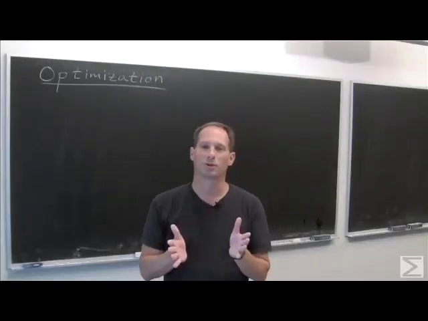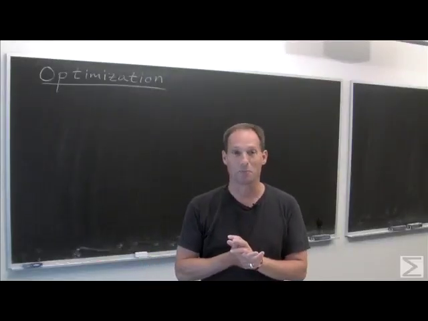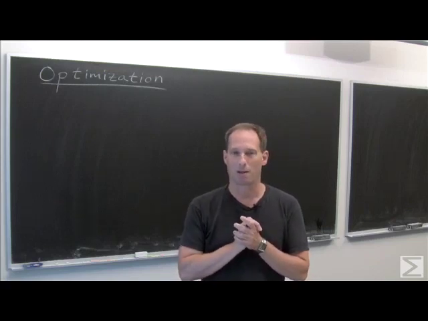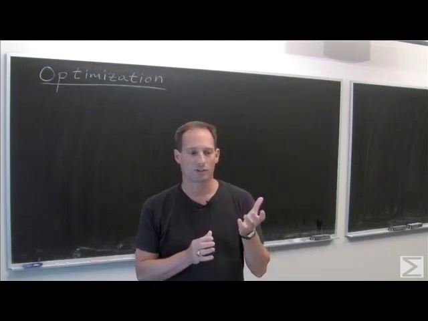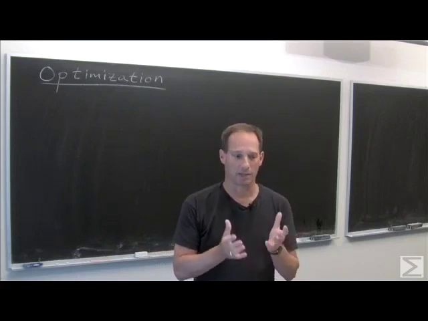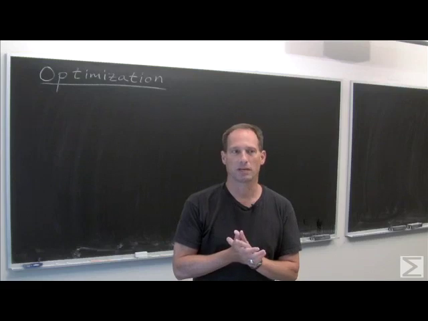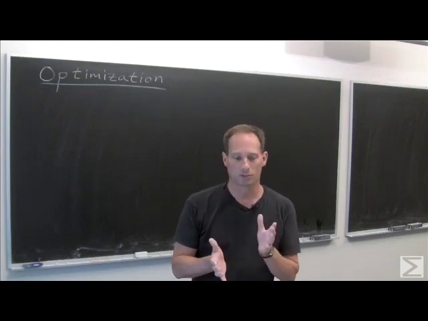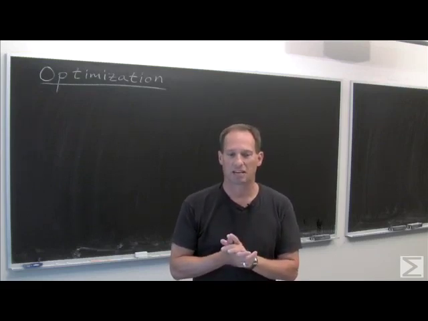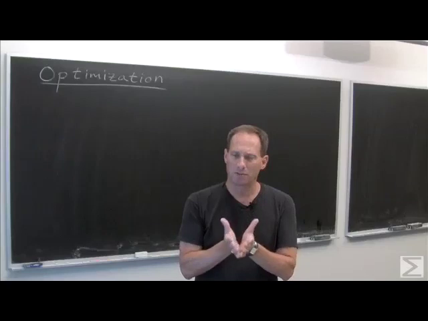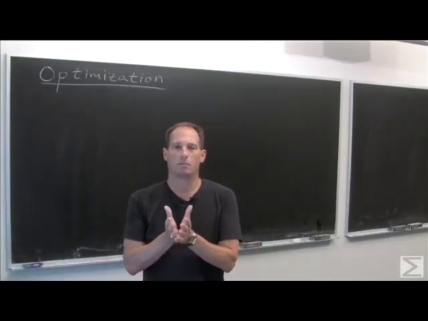This section of the book is on optimization, and that's the modern term for max-min problems. Maximum problems of finding where functions attain global maxima and minima. That's as opposed to what we looked at in the last section, which was local maxima and minima. Because you care about the global situation, the second derivative test is of no use to you, really.